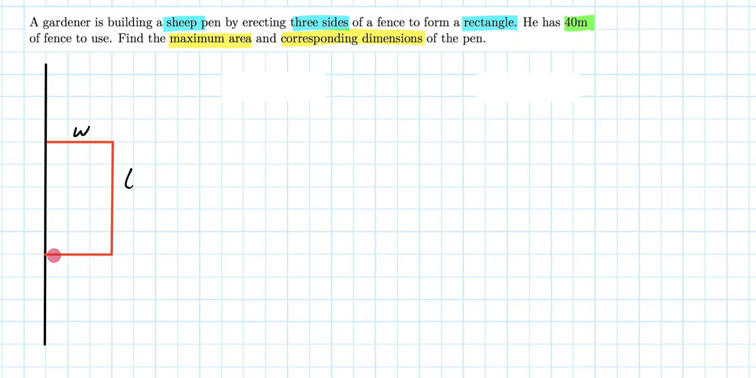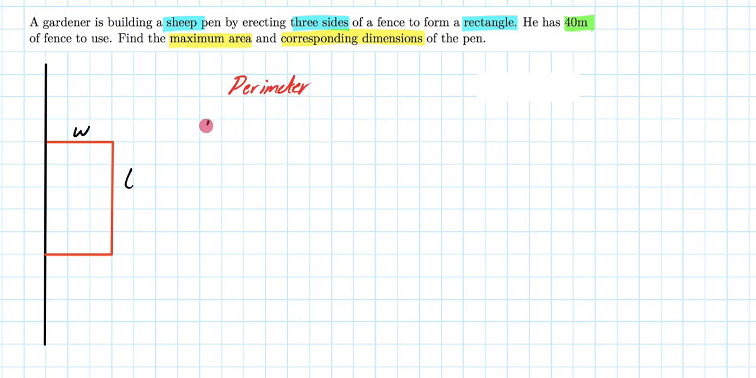And as you can see here, I have 3 sides. I have my width, I have my length, and I have my width again. Perfect. So that's my first step. Draw a picture. My next step will be reading this sentence in which I'm told that he has 40 meters of fence to use. So if I have 40 meters of fence to use, then that means I can figure out what my perimeter is going to be.